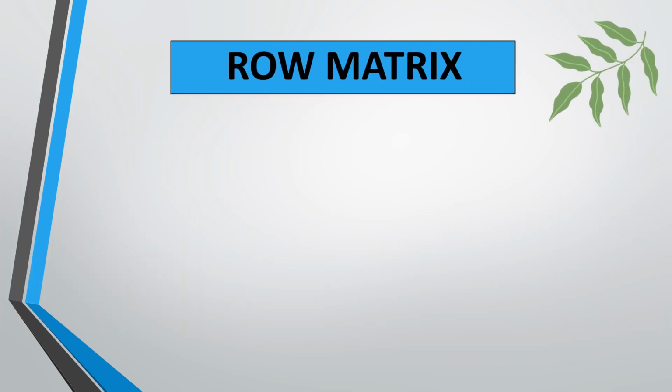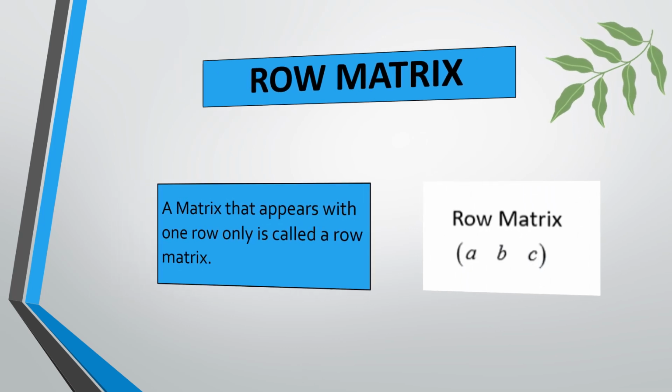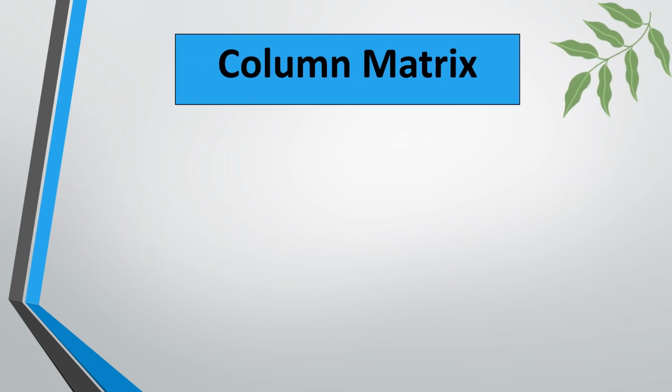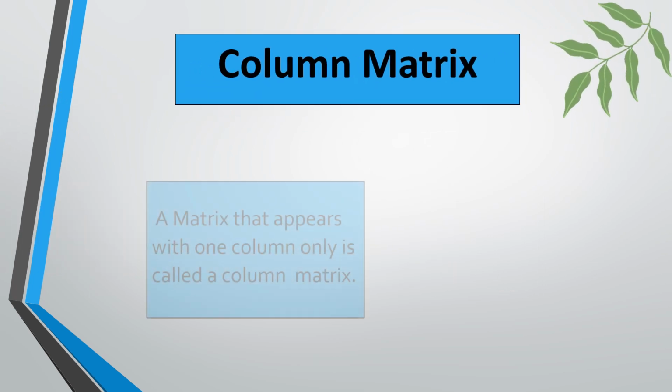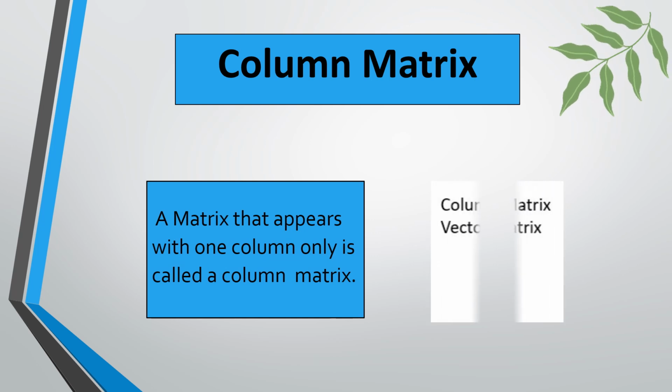Different types of matrix. Row matrix. A matrix that appears with one row only is called a row matrix. Column matrix. A matrix that appears with one column only is called a column matrix.